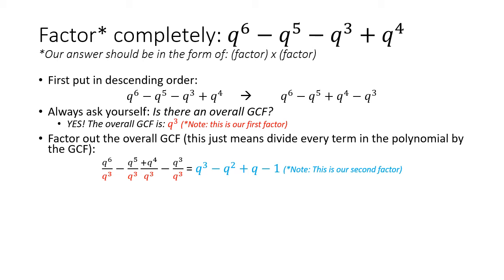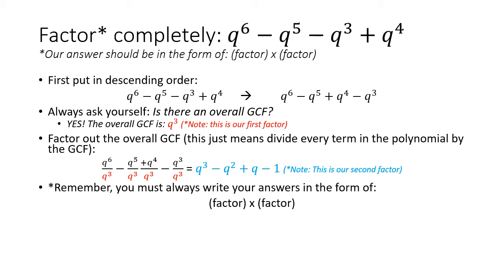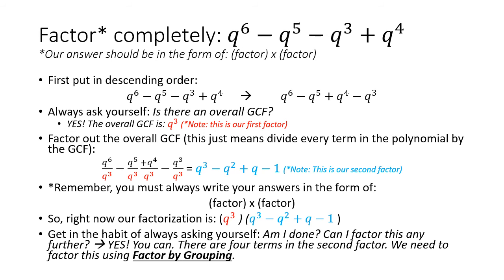So once I've factored out my GCF, I'm left with this factor in blue, q cubed minus q squared plus q minus 1. So now take notice that this is our second factor, okay? When we go to write this as factor times factor, this is what we have for our factorization. Q cubed is our first factor, and then our second factor is q cubed minus q squared plus q minus 1. When you think you're done, you should always ask yourself, can I factor this any further? It's a good habit to start getting into now.